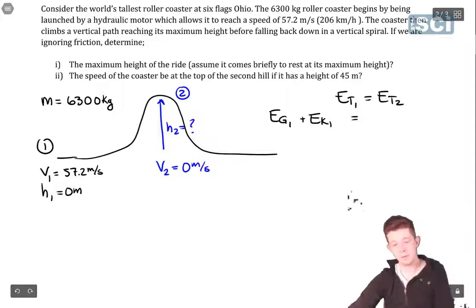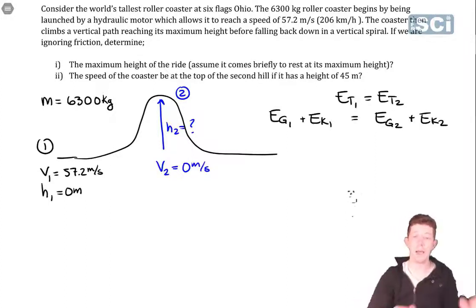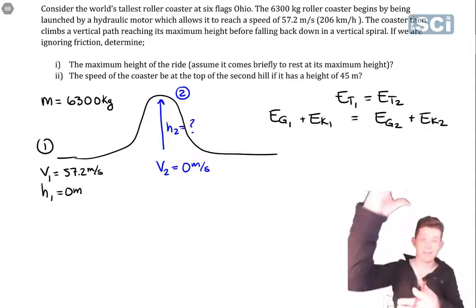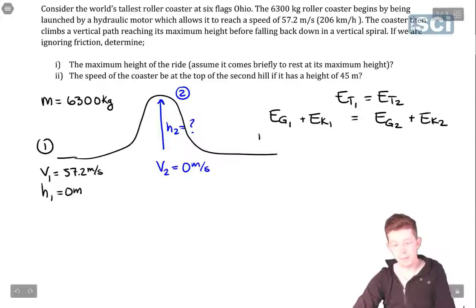And that's going to be equal to the gravitational potential energy at the top, EG2, plus the kinetic energy at the very top of our hill. So energy must be transferred from motion into our height. So at the very bottom, mgh1 plus 1/2 mv1 squared.